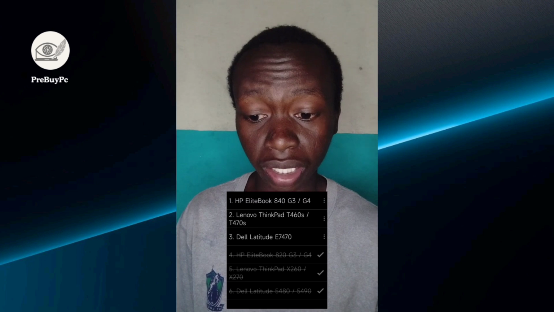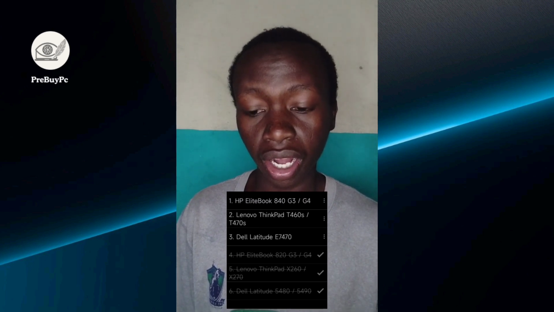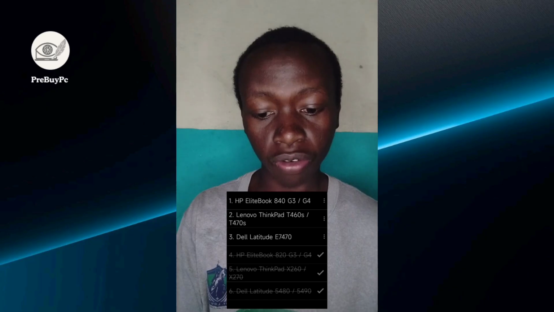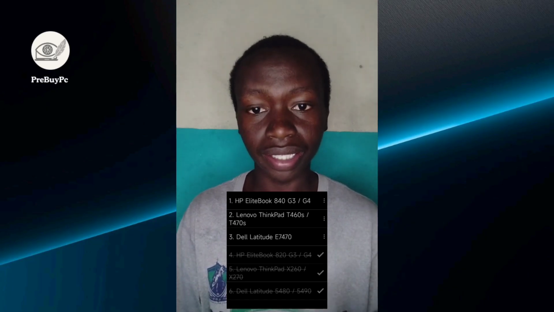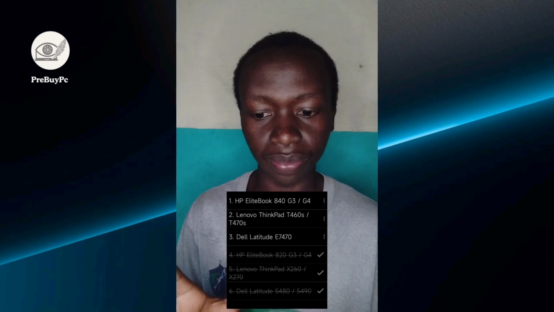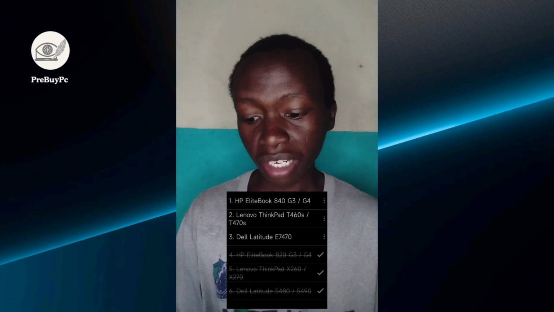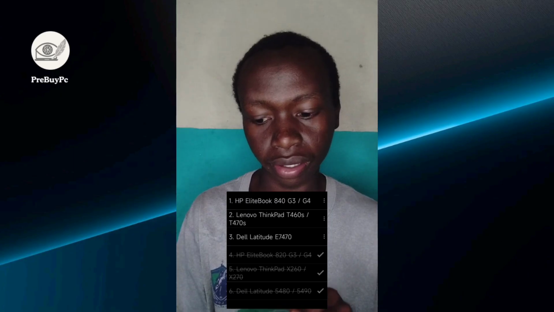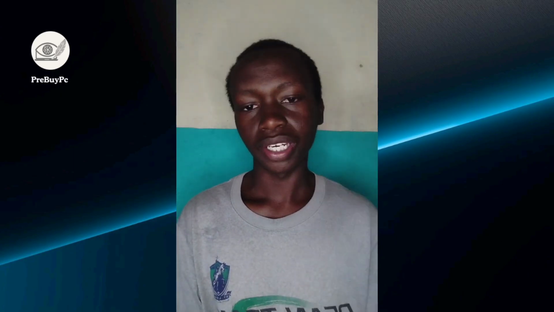The third laptop, that is Dell. Now, the other laptop is made up of carbon fiber, and we are really not interested in any carbon fiber. We want metal casings. So, we eliminate the 6th one, that is the Dell Latitude 5480. Okay? Now, we are left with 3.